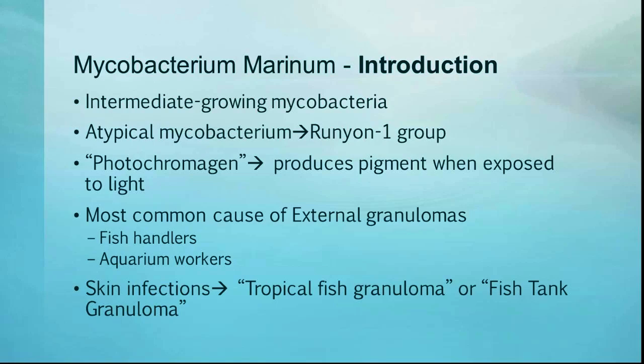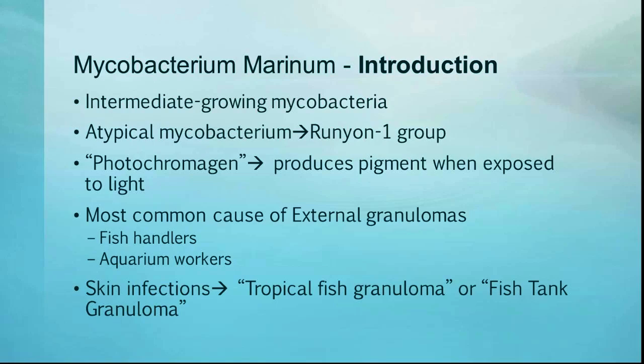So we'll jump to Mycobacterium marinum. It's an intermediate growing Mycobacteria. So we know the rapid growers, Mycobacteria. This one is the intermediate growing. It is in the atypical Mycobacterium family, and it's in the Runyon 1 group for the ID people. Just some extra info there.